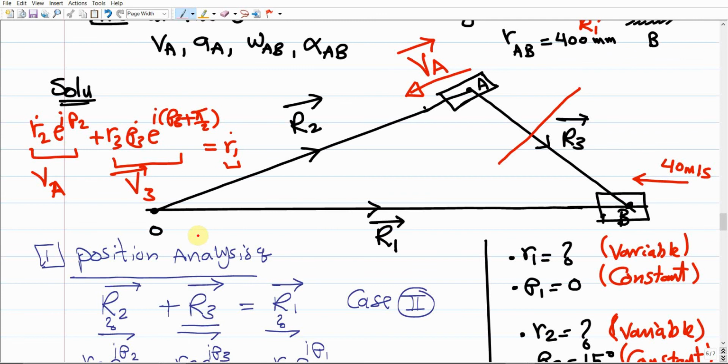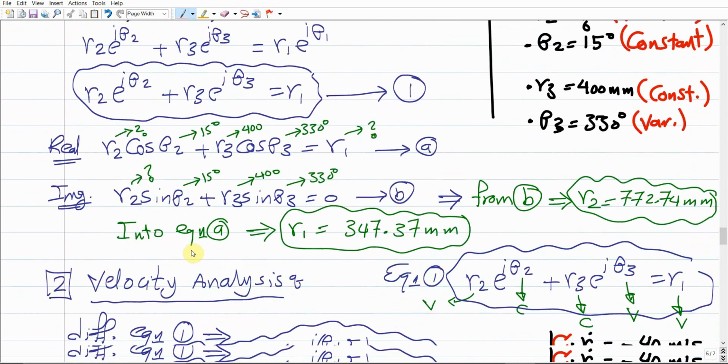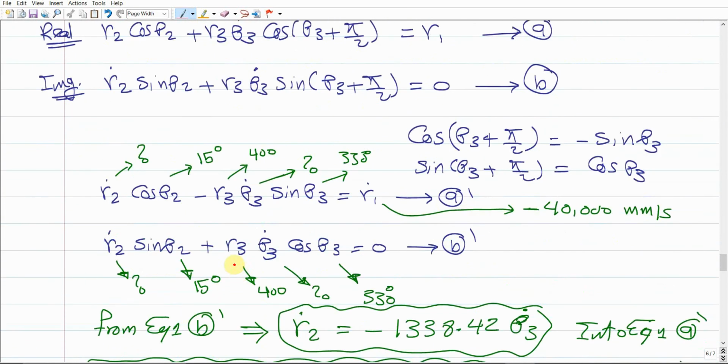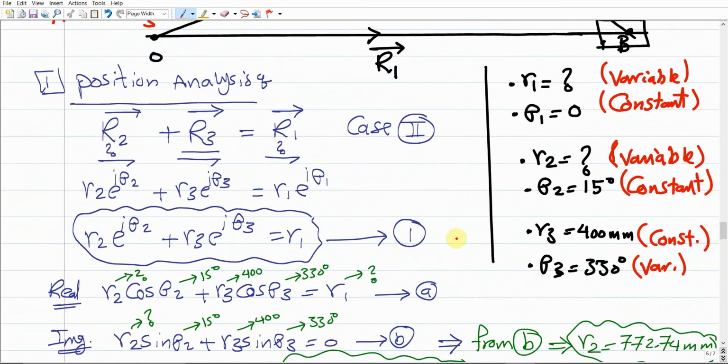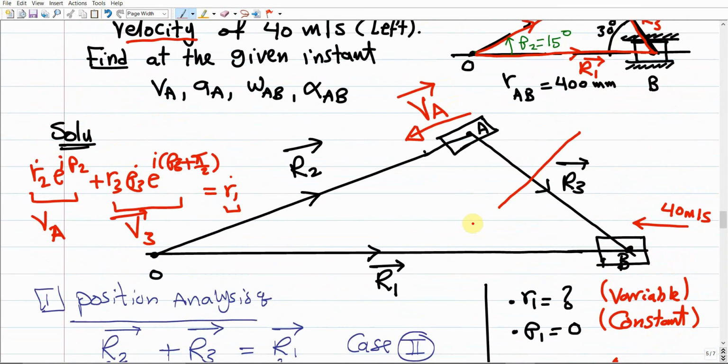Make sense? So what is the direction of theta 3 dot? We already got it here, positive. It means that it should be in the counterclockwise direction. So in the mechanism, theta 3 dot, which should be omega AB, should rotate counterclockwise, so it should rotate in this direction. This should be omega AB, or the theta 3 dot.